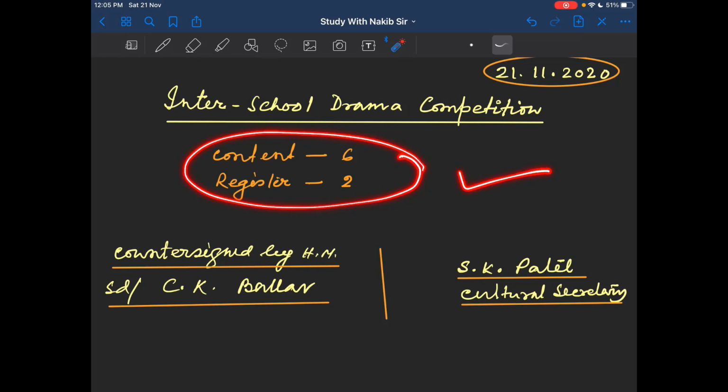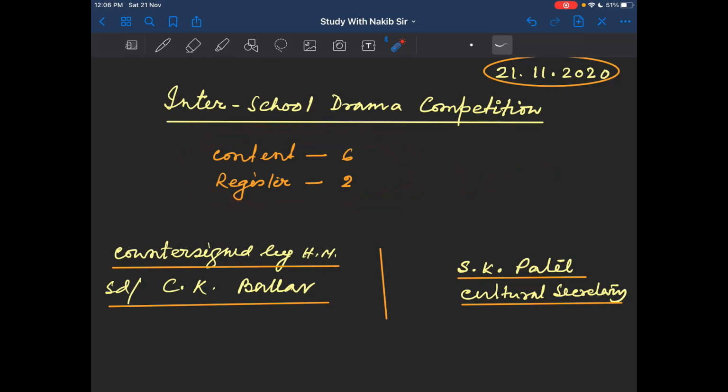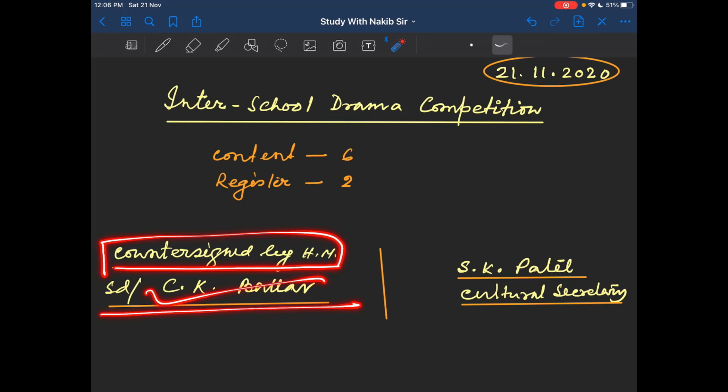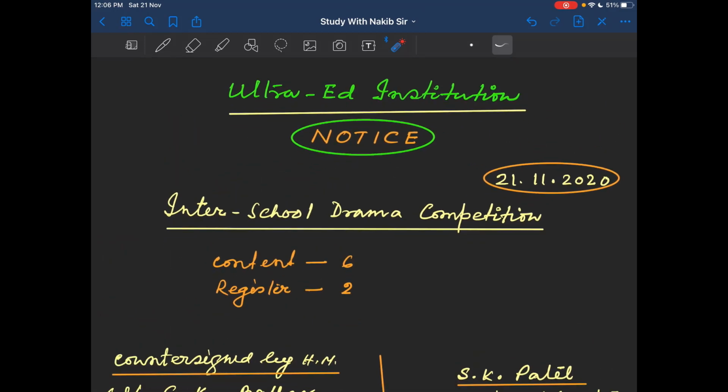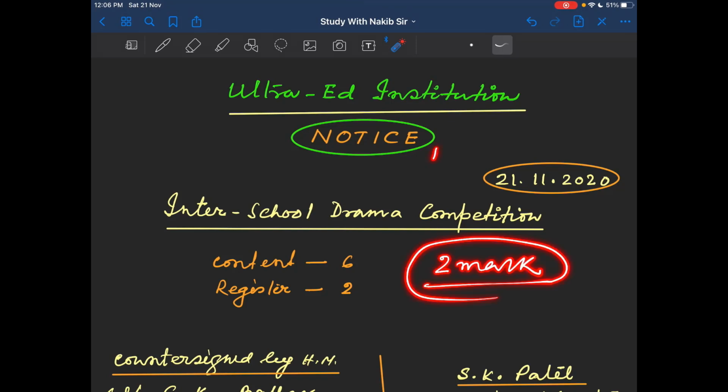When the content is finished, sign it as the cultural secretary, S.K. Patel, cultural secretary, and get it countersigned by the headmaster like this. Here he will sign. So this is the format, and for this you have learned 2 marks are given. 2 marks for this format.